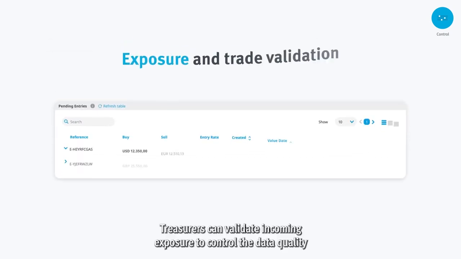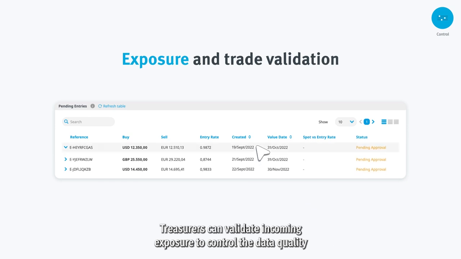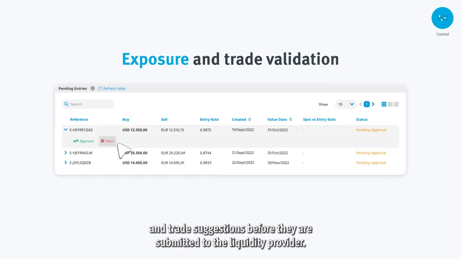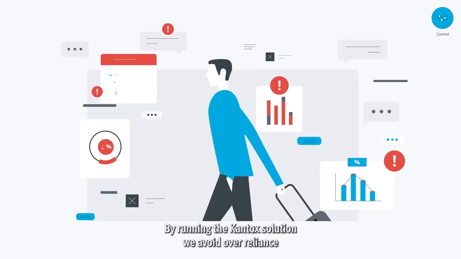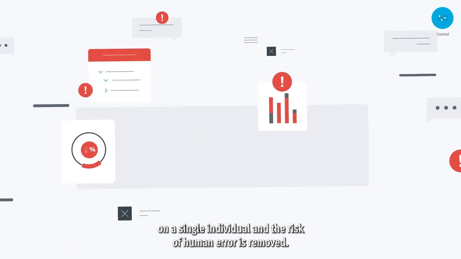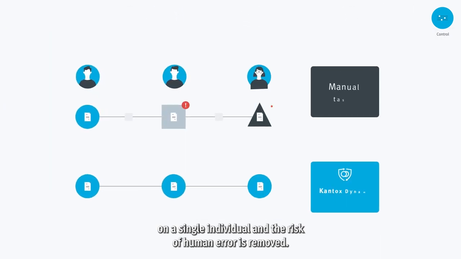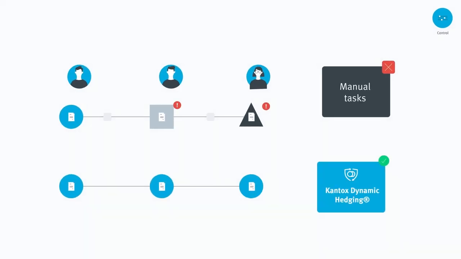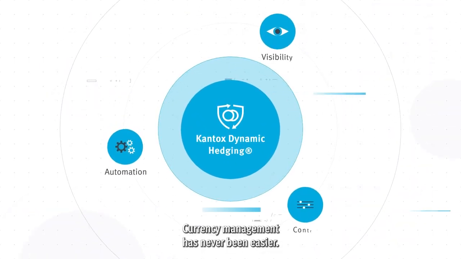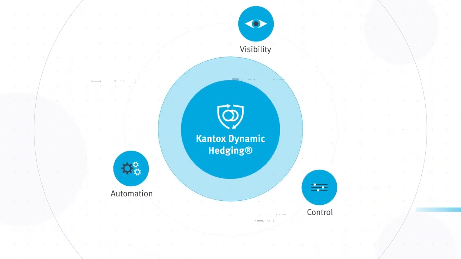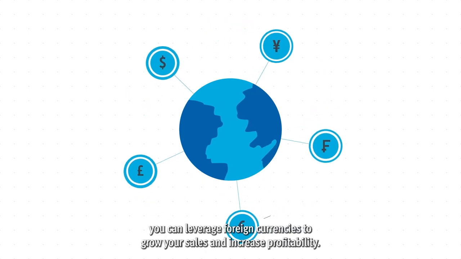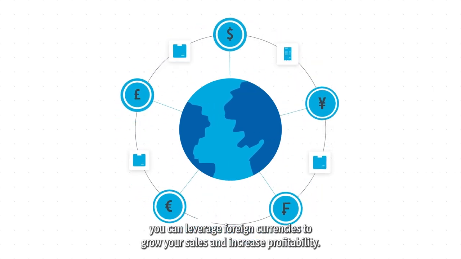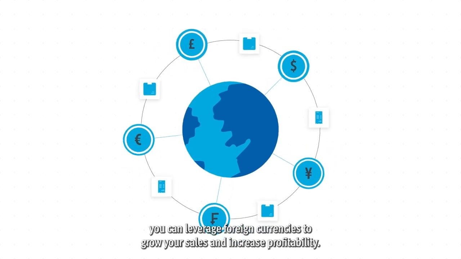Treasurers can validate incoming exposure to control the data quality and trade suggestions before they are submitted to the liquidity provider. By running the Kantox solution, we avoid over-reliance on a single individual, and the risk of human error is removed. Currency management has never been easier. With currency risk under full control, you can leverage foreign currencies to grow your sales and increase profitability.